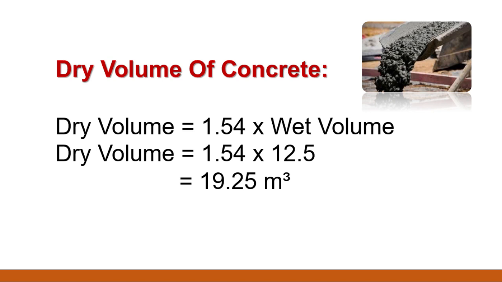Friends, we have multiplied it by 1.54 to convert it. We have multiplied it by 1.54 because after applying water to the dry concrete mix, the volume of the dry concrete mix is reduced by about 54%, which is equal to 1.54. So we need 1.5 cubic meters of dry mix to get 1 cubic meter of wet mix concrete.